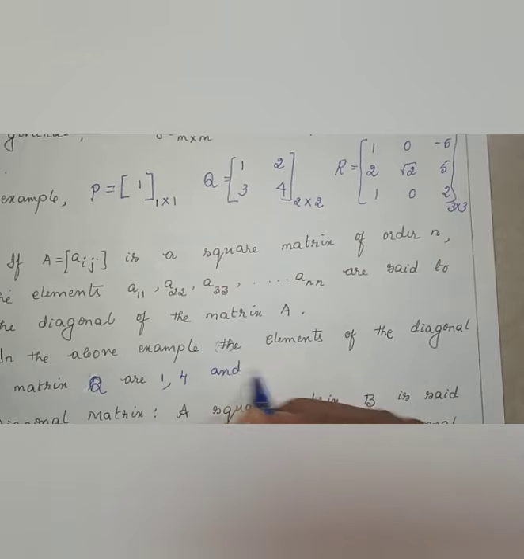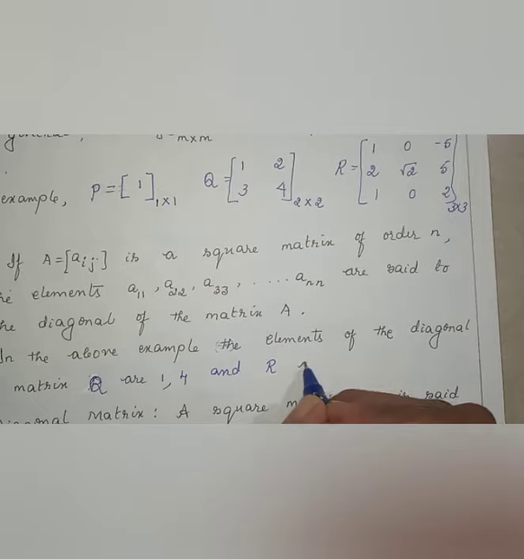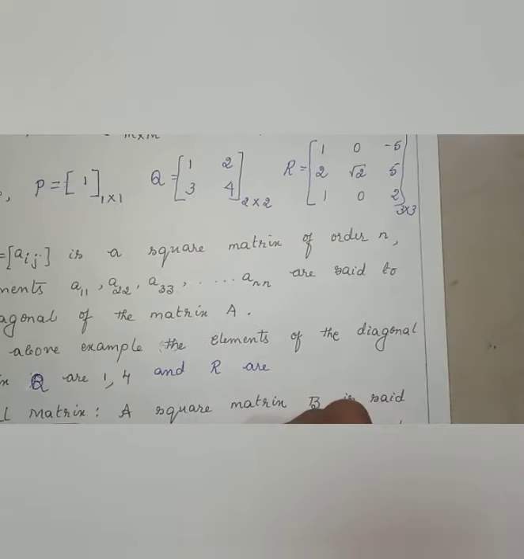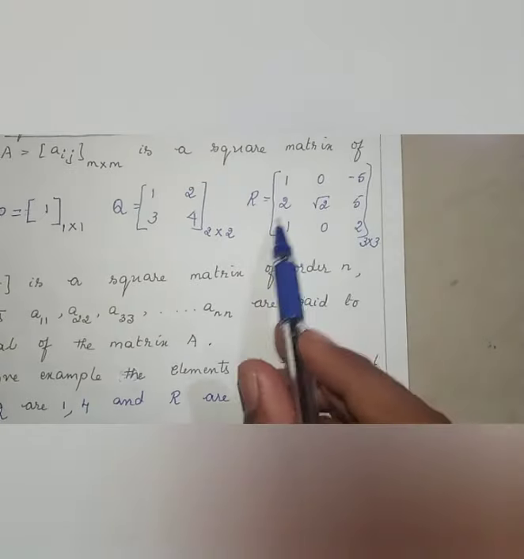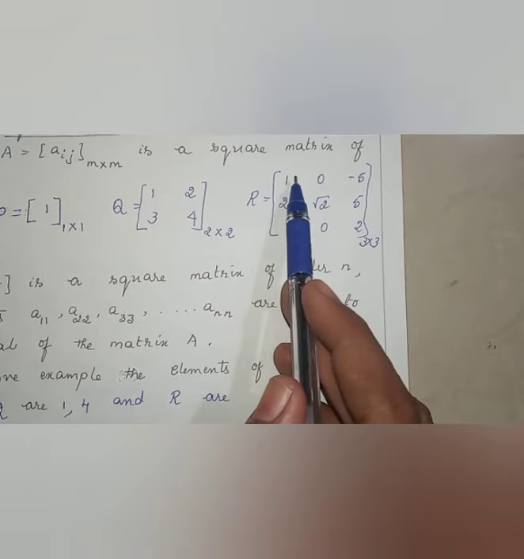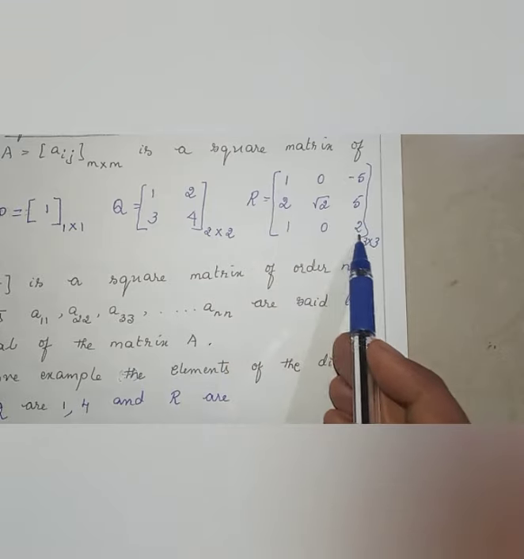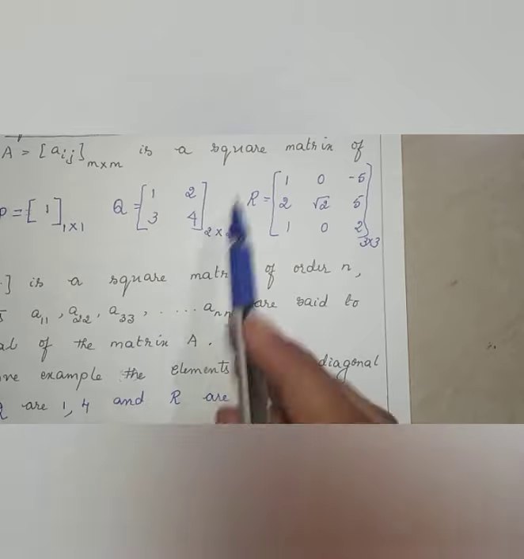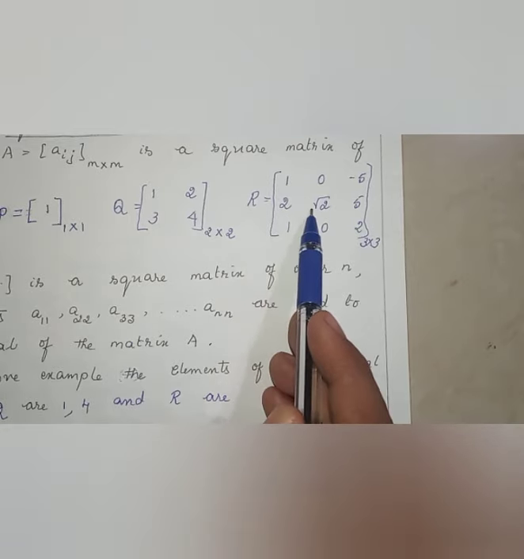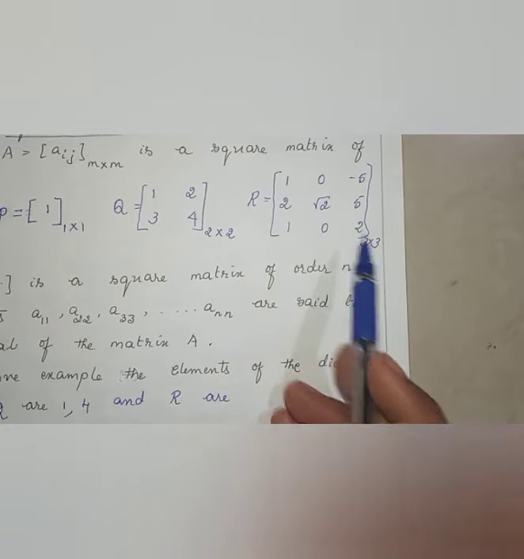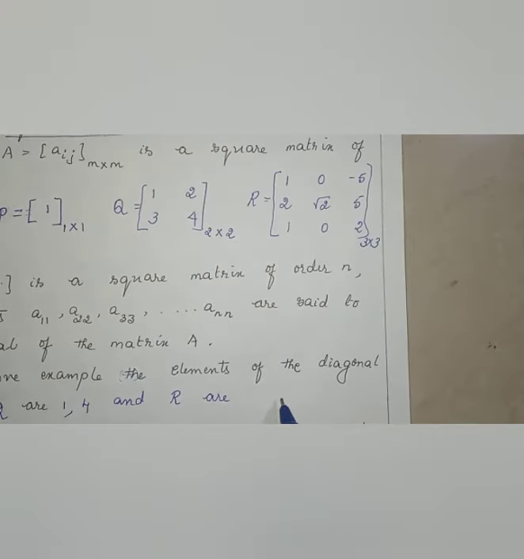And in the matrix R, what are the diagonal entries? This is a square matrix. So this is the diagonal. If I draw the line, this is the diagonal. The diagonal entries are 1, √2 and 5. Is it okay?